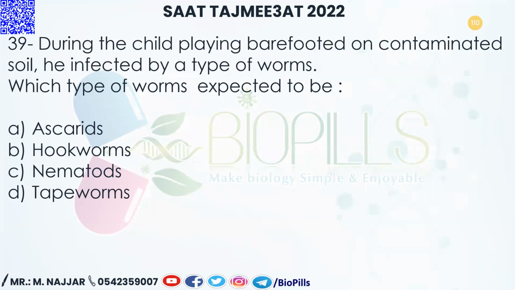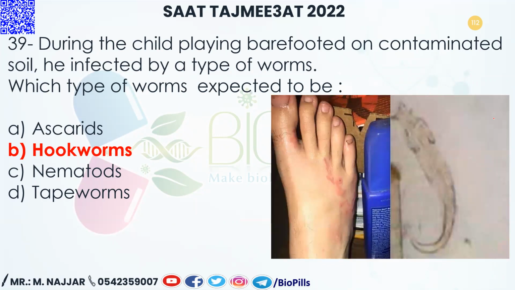Question number 34. I'm sorry, 39. A child playing barefooted in contaminated soil was infected by a type of worm. Which type of worm is expected to be? A, ascarid, B, hookworms, C, nematodes, D, tapeworms. For sure, it is the hookworms. If I extend the explanation, here is the picture where you can find the worm itself, and here is the infection pattern after infection.